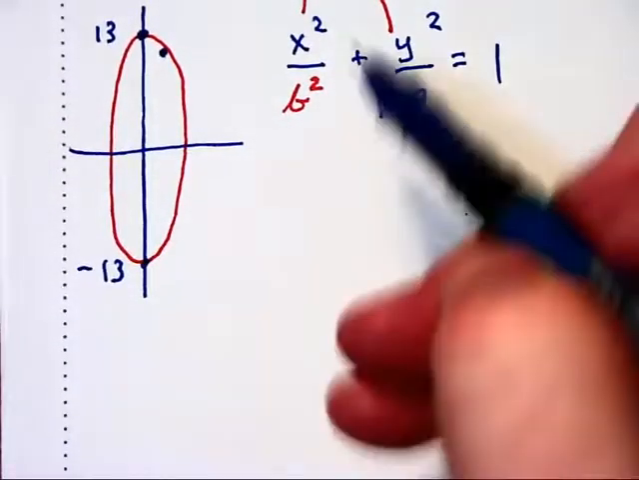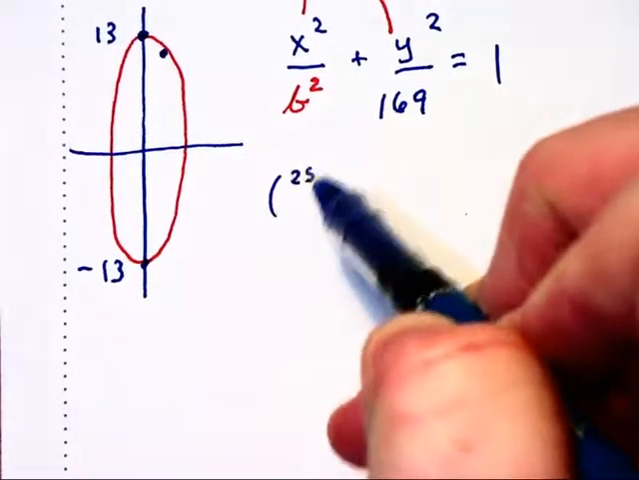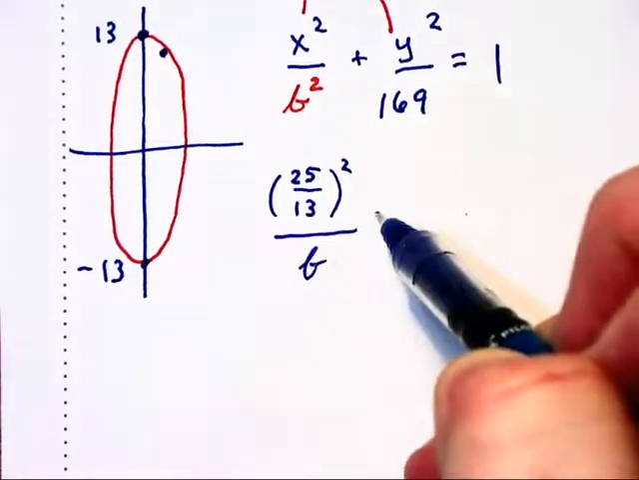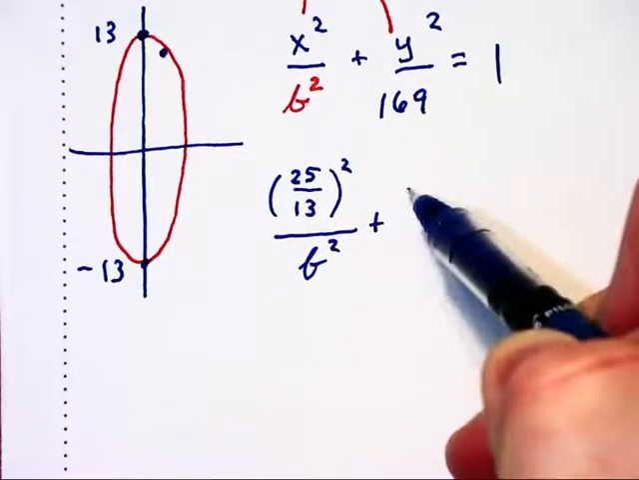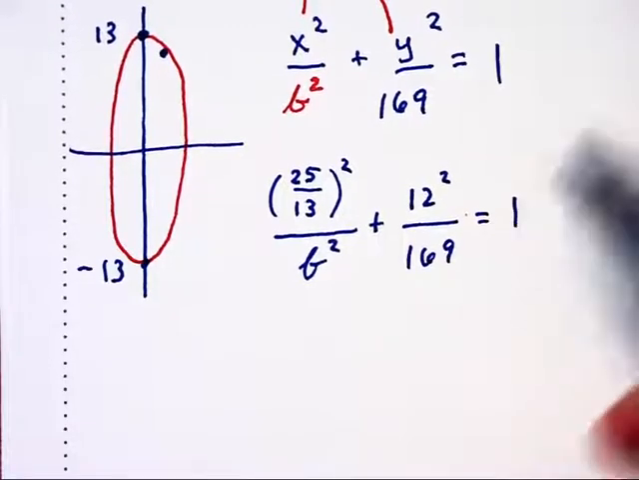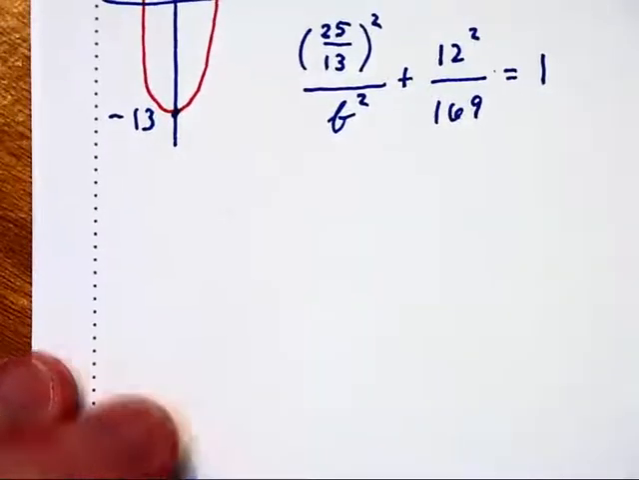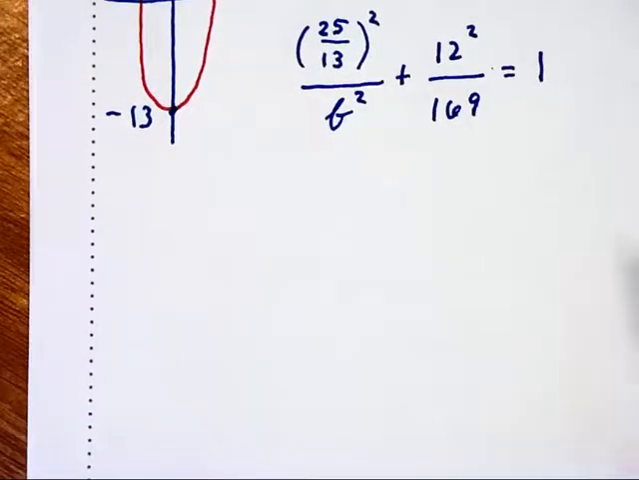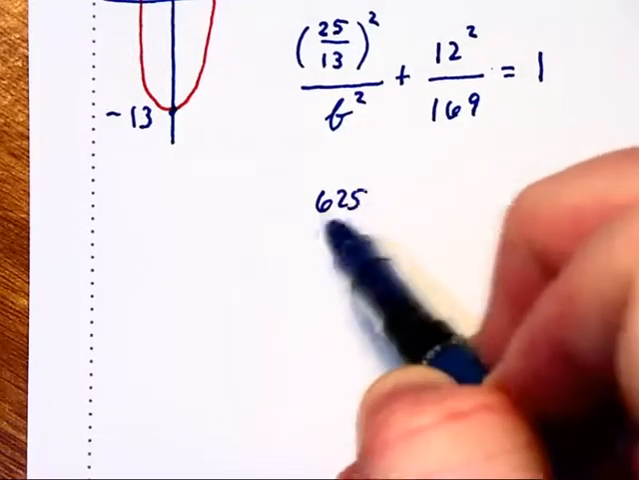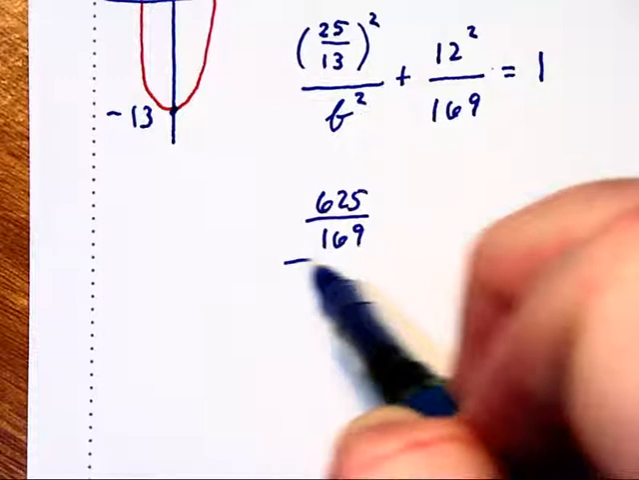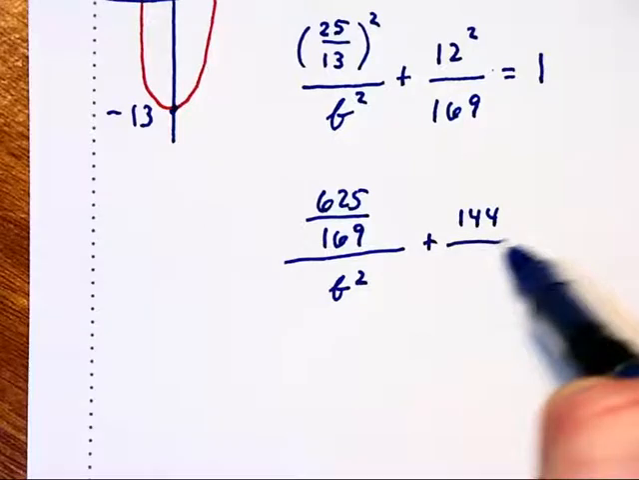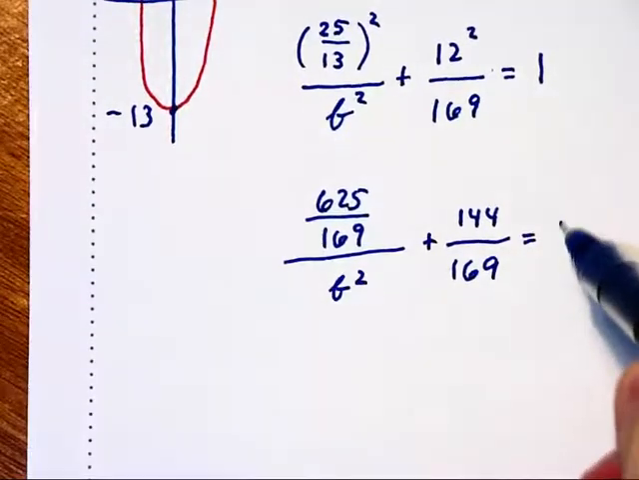Instead of x squared, we are going to have 25 over 13 squared all over b squared plus y squared, which becomes 12 squared over the 169 equals 1. Now we need to solve this for b squared. Now we just have a little bit of algebra. Let's clean up what we have here. We have 625 over 169 all over b squared plus 144 over 169 is equal to 1.